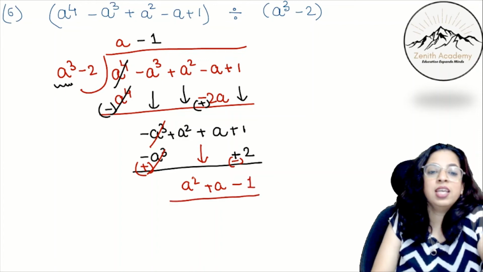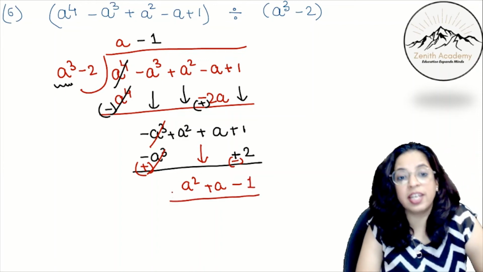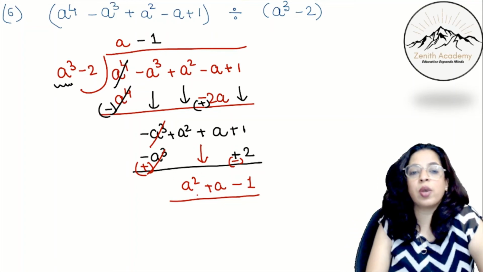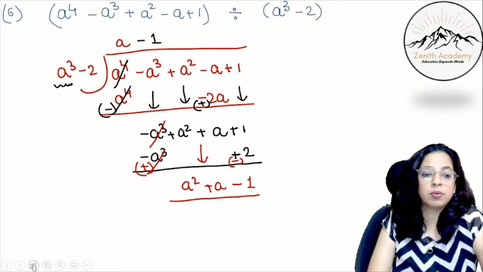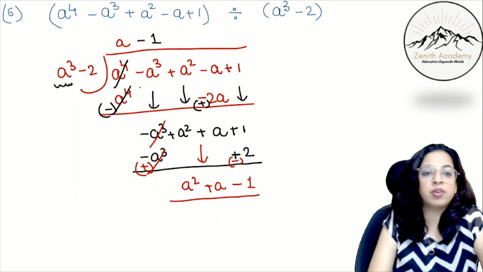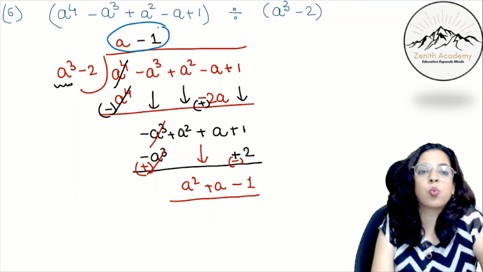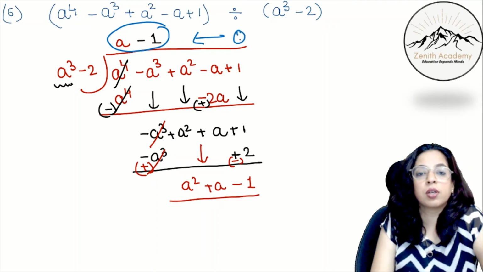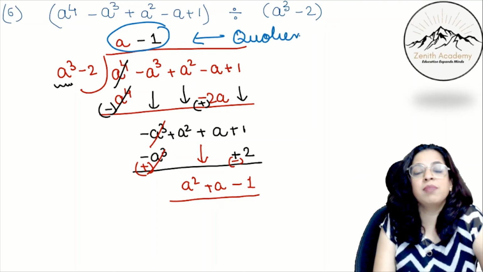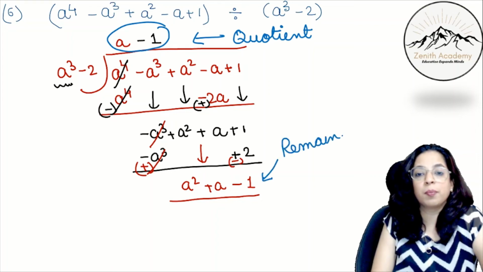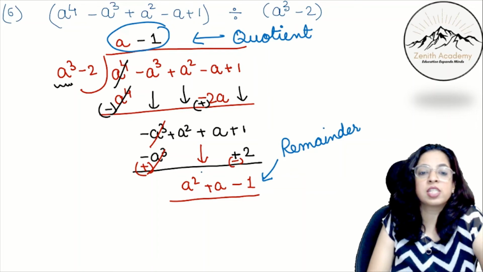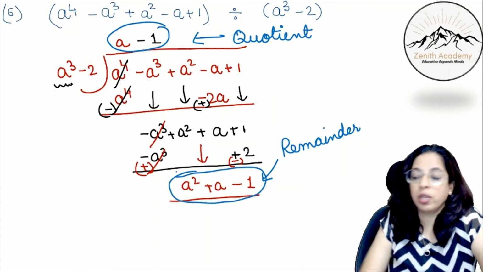Now you can see the index or the degree of this, a square, is less than a cube. So this can't be divided further. Correct? This can't be divided further. So a minus 1 is the quotient. Sometimes the quotient looks bigger than the remainder. So this is the quotient and this is the remainder. So what's the remainder? a square plus a minus 1 is the remainder.